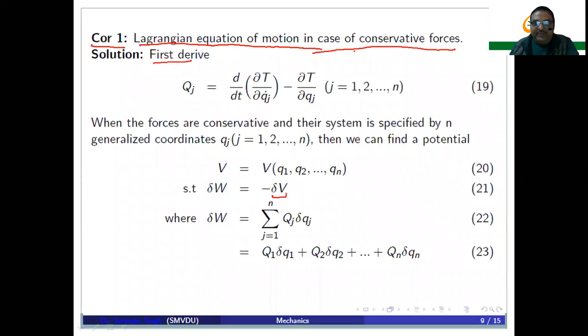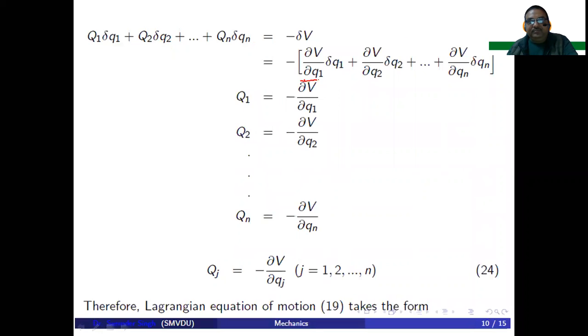Now if you open this, delta W comes out to be this quantity. But when you open delta V, that value comes out in this form, because V is a function of Q1, Q2, Qn. So if you simplify this, we get this quantity. In the left hand side, we are getting this. Consequently, Q1 is equal to minus del V over del Q1. Q2 is this, Qn is this. So in general, if we write Qj, the Qj in fact becomes equal to minus del V over del Qj.